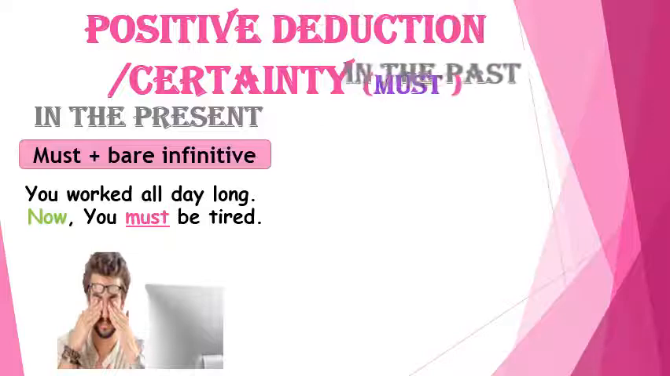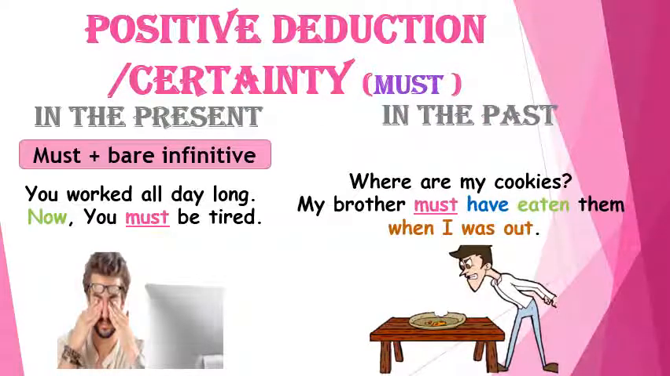Now if we're going to use the same model to express a certainty in the past, I would say: where are my cookies? I can't find my cookies. My brother must have eaten them when I was out.